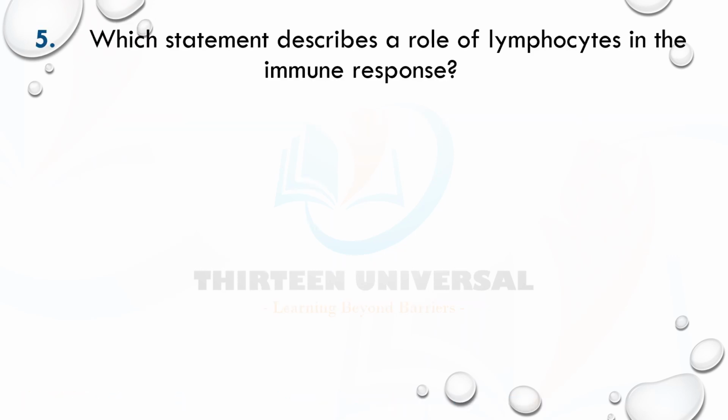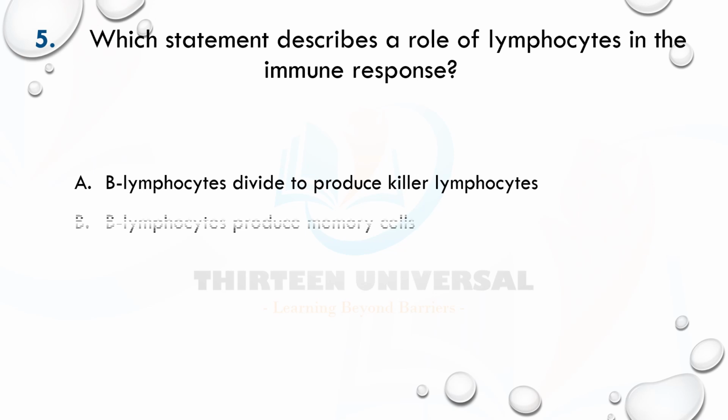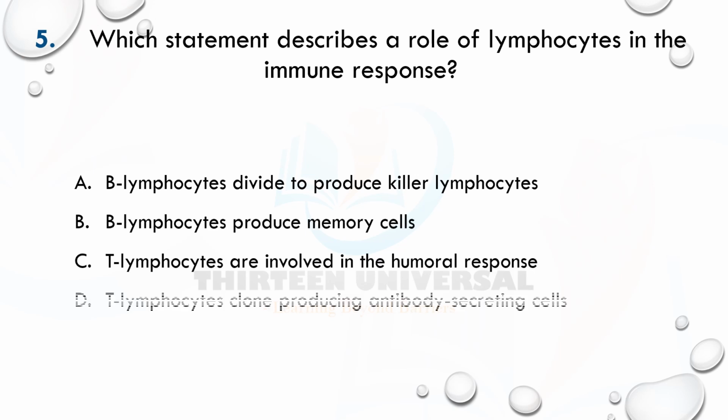All right, let's go to the next one. Which statement describes a role of lymphocytes in the immune response? Pause the video and try it. B lymphocyte divides to produce killer lymphocytes? No, they don't. It's the T lymphocyte that produces killer cells. B lymphocytes produce memory cells. Of course they should be able to, but memory cells are also produced by T lymphocytes, not just B lymphocytes.